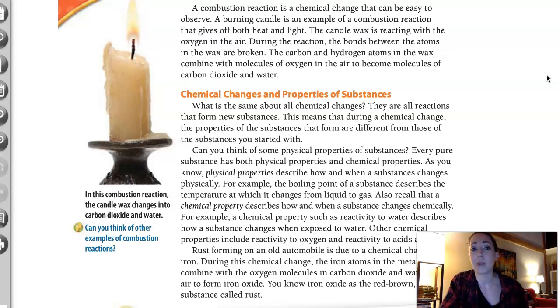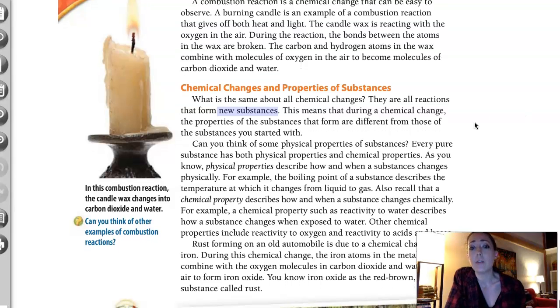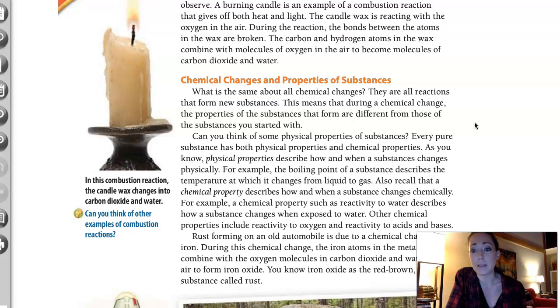Chemical changes and properties of substance. What is the same about all chemical changes? They are all reactions that form new substances. This means that during a chemical change, the properties of the substance that form are different from those that the substance started with. Can you think of some physical properties of substances?